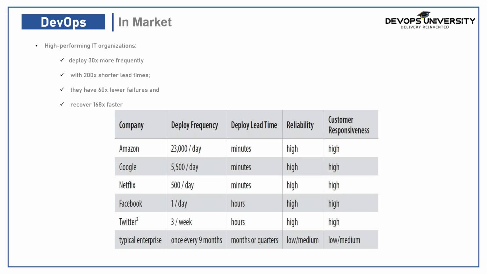So they suggest what you will be watching next. That is how it pulls the content from their repository and displays it on your view or dashboard, just because of DevOps. DevOps is very much popular. It deploys 30x more frequently with 200x shorter lead time. They have 60x fewer failures and recover 168% faster.